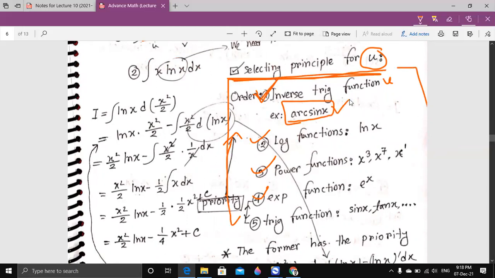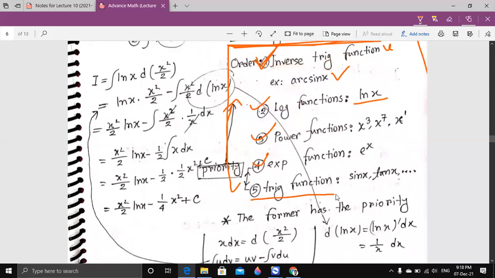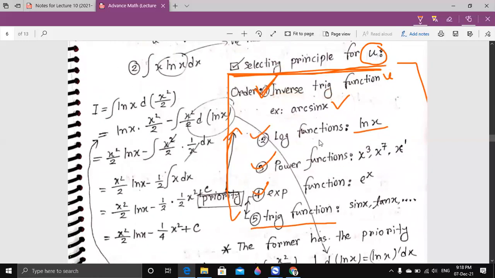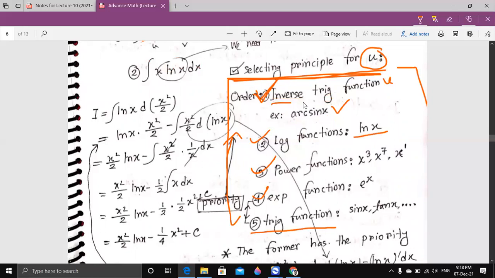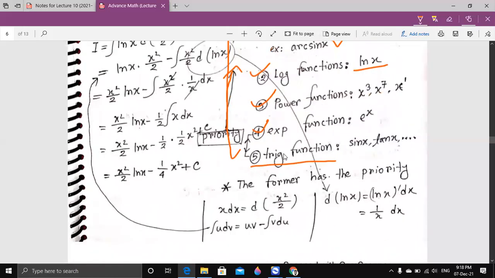Firstly we have arc sin x, that means inverse, and it can also be arc cos x, arc tan x, that means inverse trigonometric functions. Then we have the logarithm function, so ln x. Then we have power functions and exponential functions, and lastly we have trigonometric functions. So the first one is inverse trigonometric functions, and the last one is trigonometric functions.